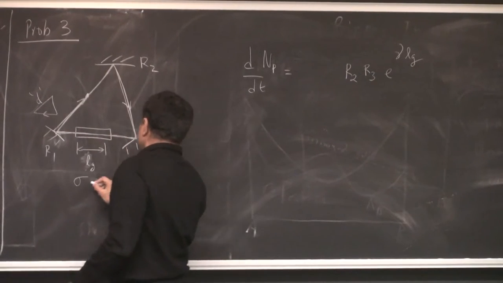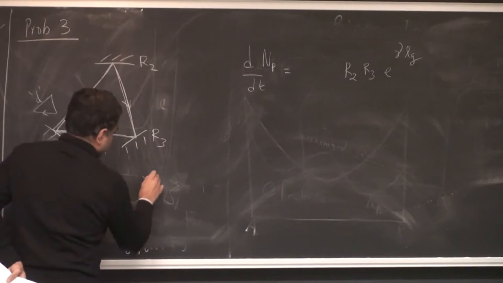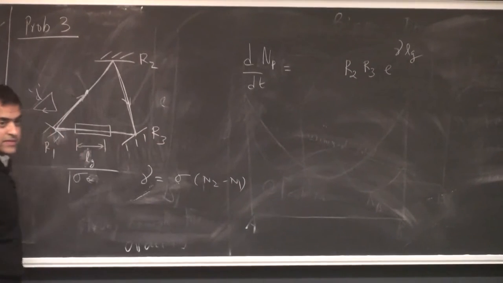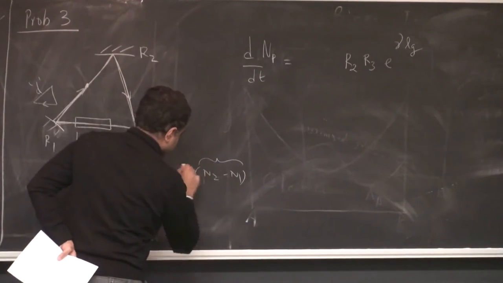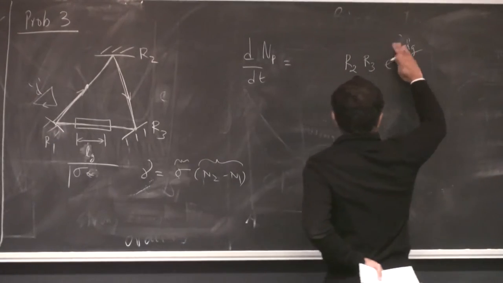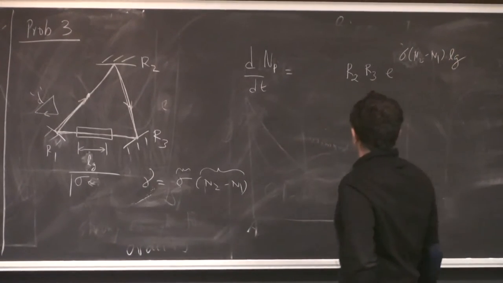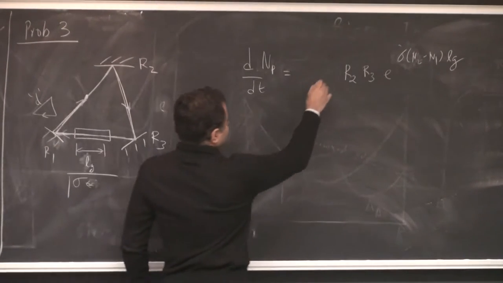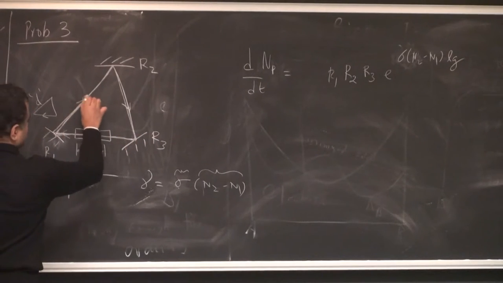Now gamma is not given, but the cross section is given, and the gain coefficient is the cross section times N2 minus N1, where N2 minus N1 is the population inversion. Let me write that part down. So you get N2 minus N1 times the length of the gain medium. Then you keep moving, lose R1 and come back here. So that's your total fraction of photons that are left.